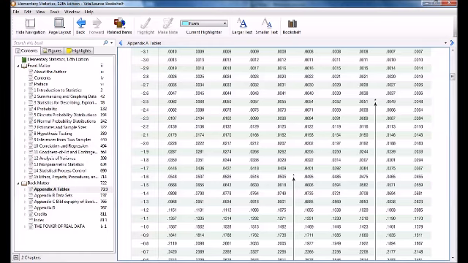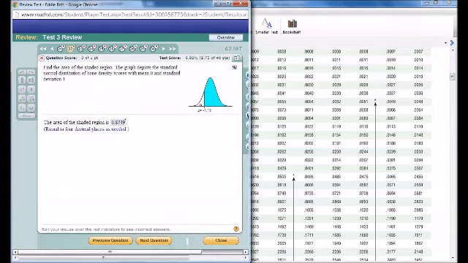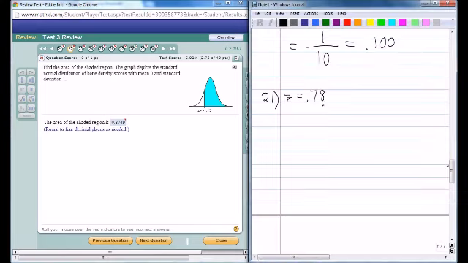0.1251. Now 0.1251 is not my answer. 0.1251 is this area right here of this unshaded region. So if I want to get my answer, I have to say 1 minus 0.1215. That's going to give me 0.8749. Not exactly. I'm just looking at the answer right here. Let's see what that would give me exactly.